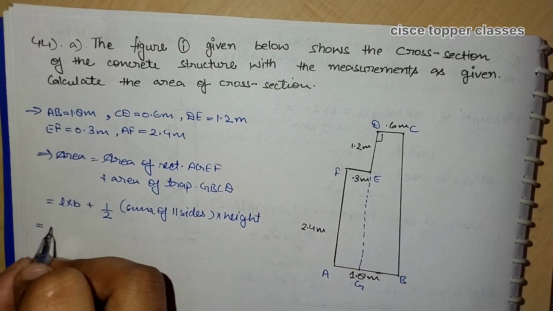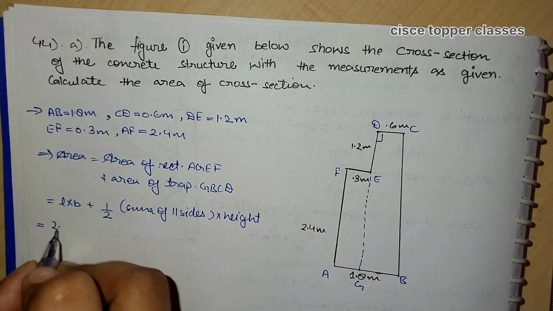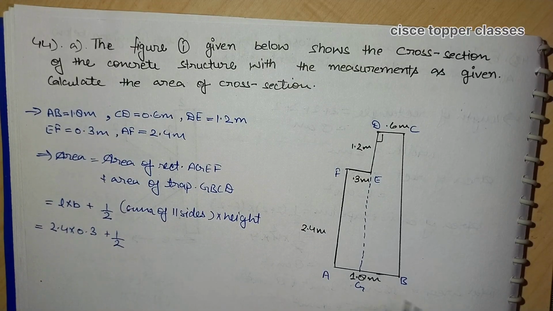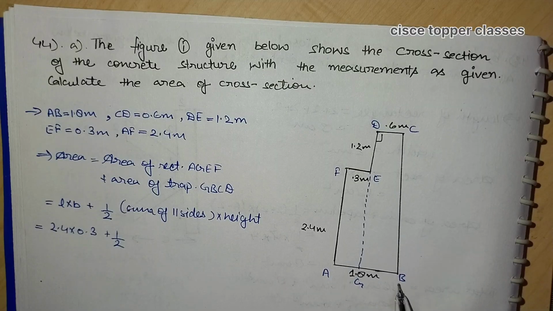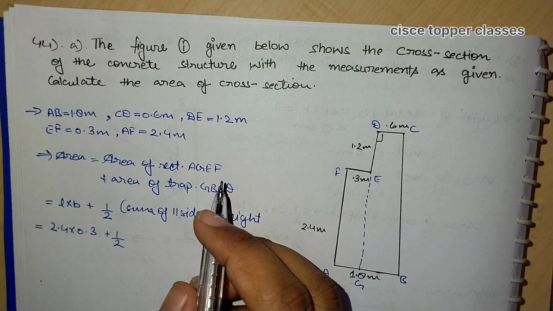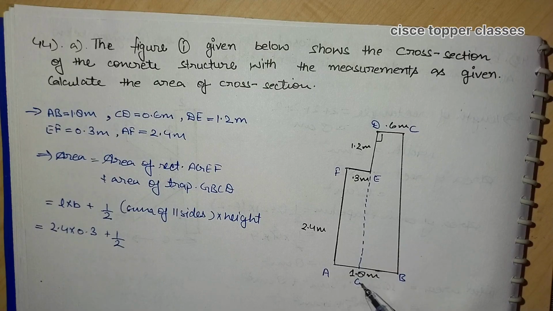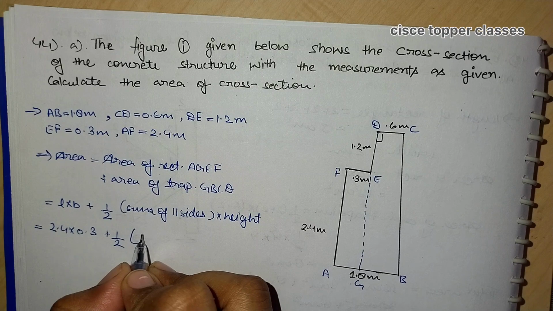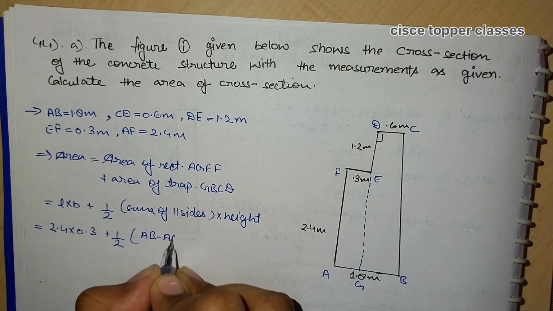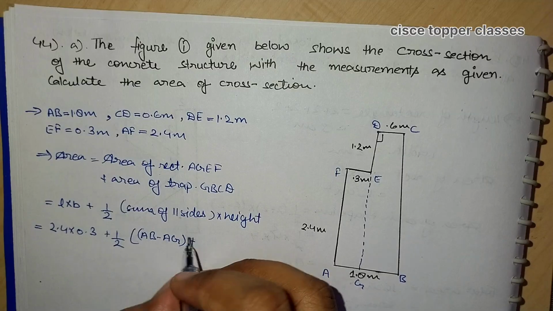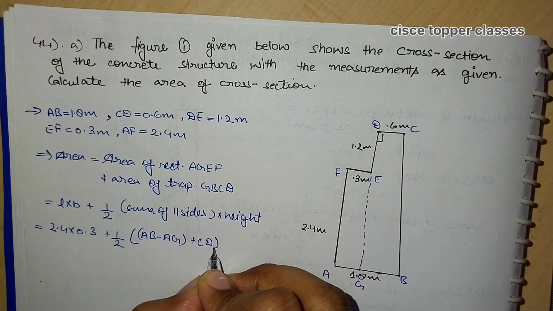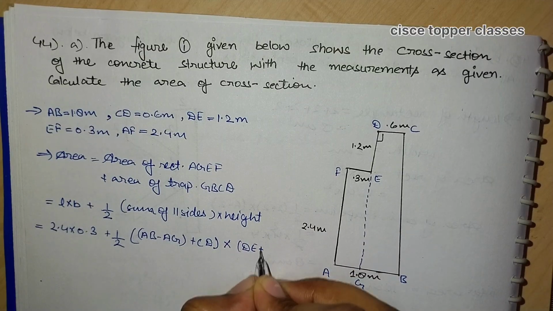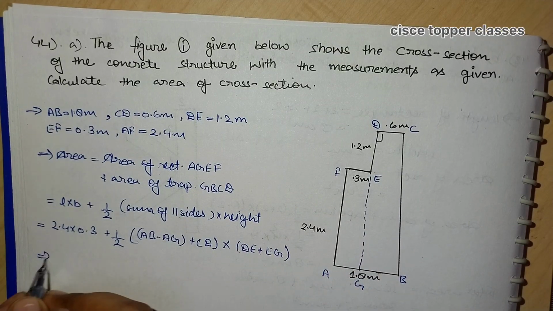So here length into breadth will be 2.4 into 0.3, plus 1 by 2, sum of parallel sides. Here the parallel sides will be GB plus CD. So GB is AB minus AG, which is 0.3, and CD into height. The height we can write as DE plus EG. So DE plus EG will be the height. We can simply calculate it.